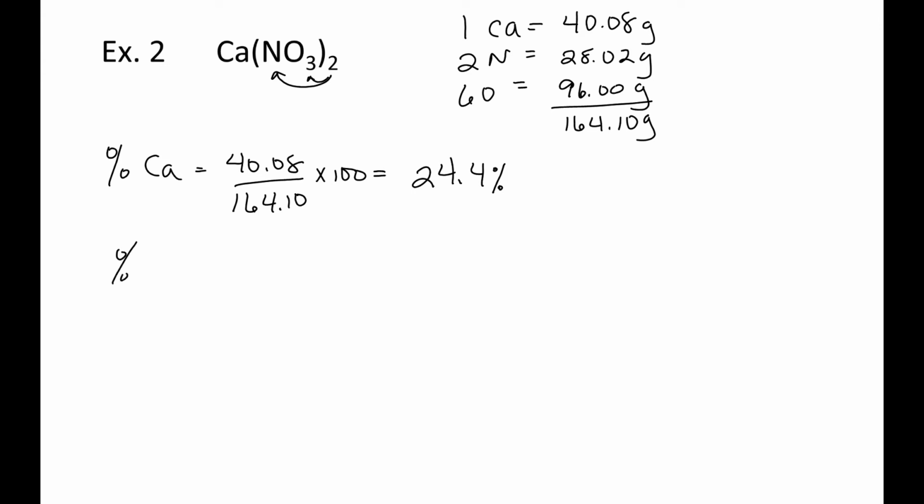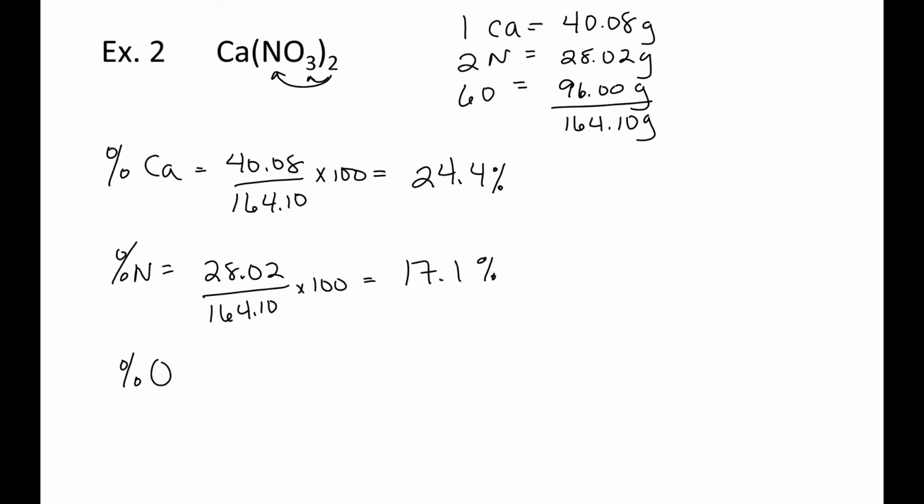Okay, so let's do percent N, and it's 28.02 divided by 164.10 times 100. Do the math on that, we get 17.1%. And percent of O, 96 divided by 164.1 times 100 is 58.5%. And when we add them up, they do add up to 100. Now, notice I've been going to the nearest 10th percent. You don't have to go to the nearest 100th. Nearest 10th percent is just fine.